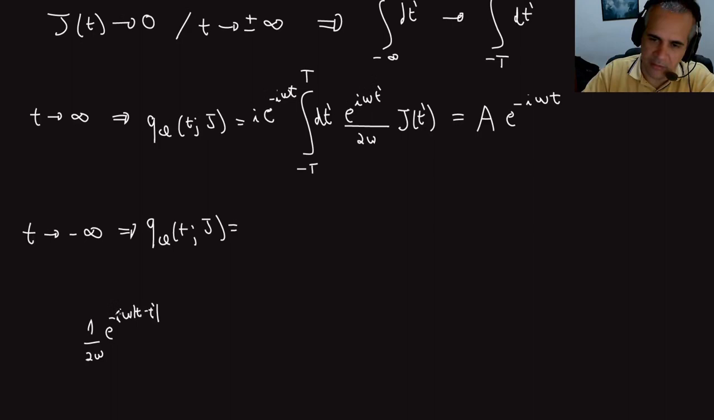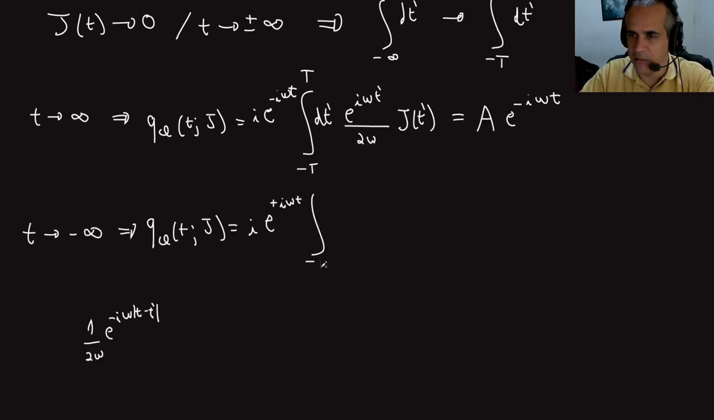Will be very similar, but now since T is minus infinity, it's automatically smaller than this guy that I'm integrating only in this region, right? So I exchange the sign. So now I have exponential of plus i omega t out here, minus capital T plus capital T, dt prime exponential of minus i omega t prime times j of t prime. Of course, I need to know j to integrate this, but it doesn't matter.